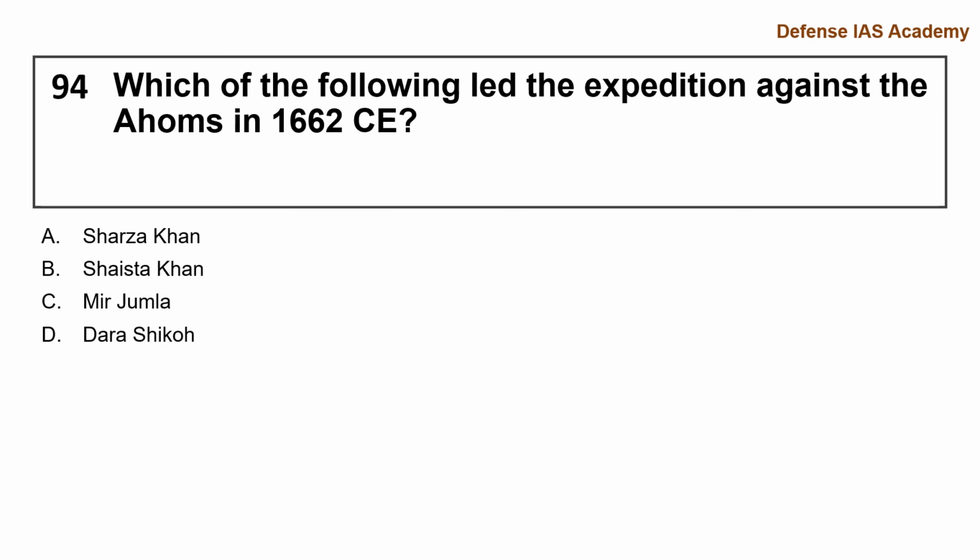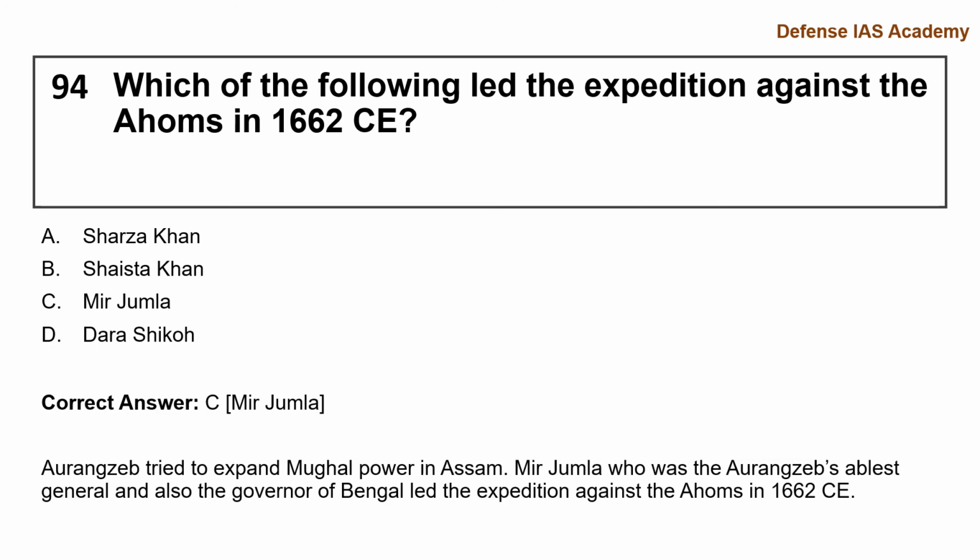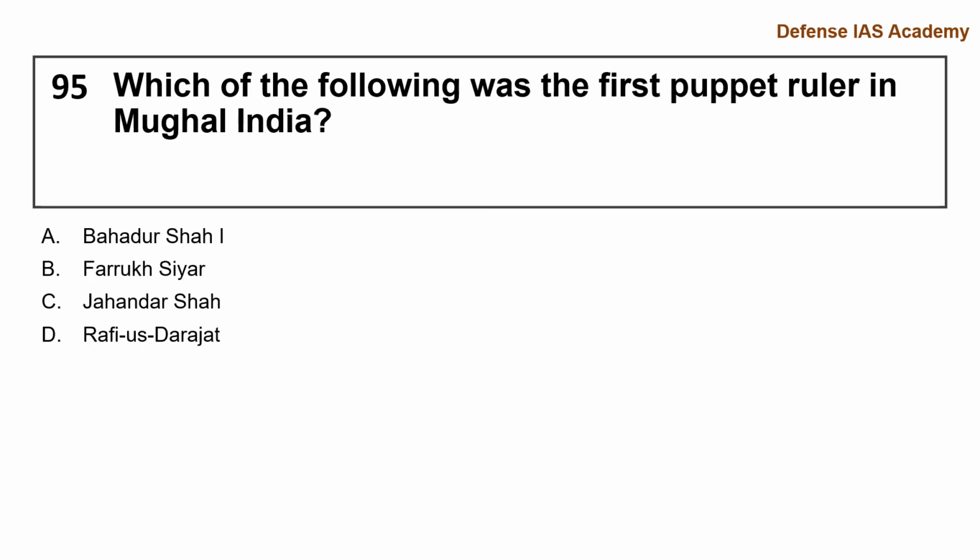Question 94. Which of the following led the expedition against the Ahoms in 1662 CE? The correct answer is option C, Mir Jumla. Aurangzeb tried to expand Mughal power in Assam. Mir Jumla, who was Aurangzeb's ablest general and also the governor of Bengal, led the expedition against the Ahoms in 1662 CE.